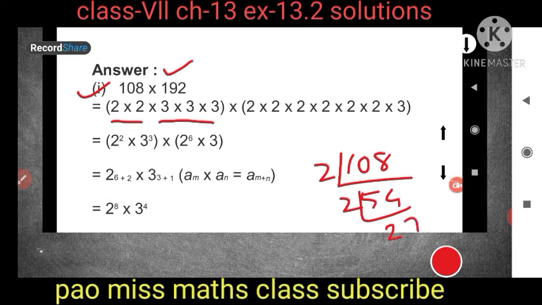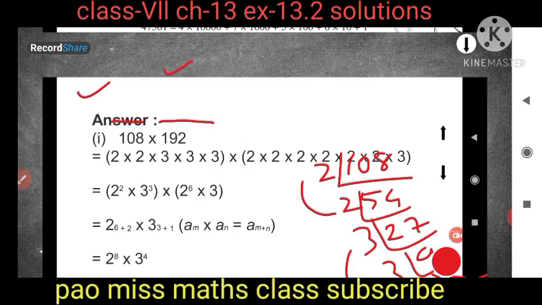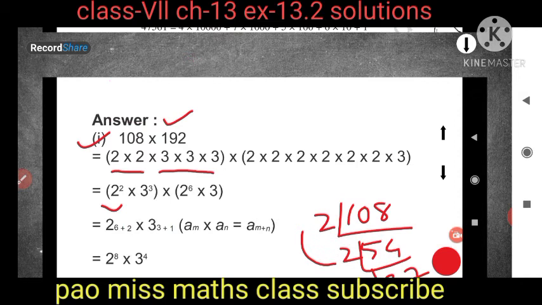So again it will be divisible by 3. How many times? 3 nines are 27, then again it will be divisible by 3, then 3 one time. So what we got? 2 multiplied 2 times and 3 multiplied how many times? 3 times. That means it will become 2 to the power 2 and 3 to the power 3. So in the same way 192, when you take out the prime factors, you will get all this.